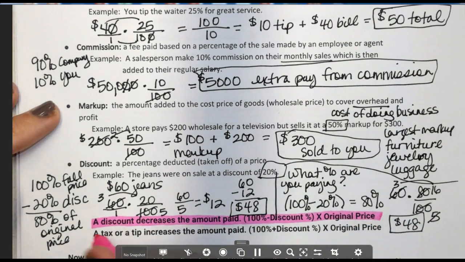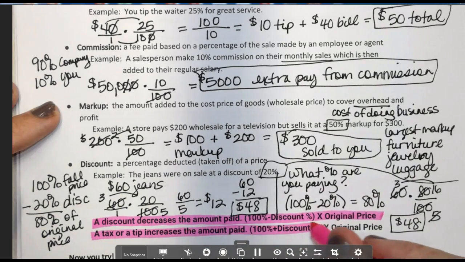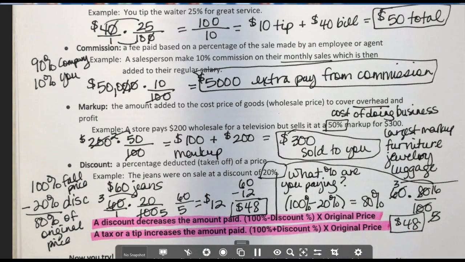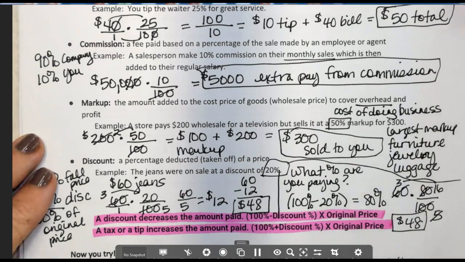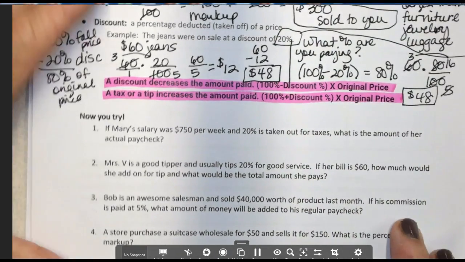A tax or tip increases the amount that you're paying. Okay? The only exception to that is when you're talking about income taxes. That's an amount that's decreasing the amount, not that you get paid, but the amount that you're getting in your check. Okay? All right, so let's try a few at the bottom, and don't worry, we will do many in class.